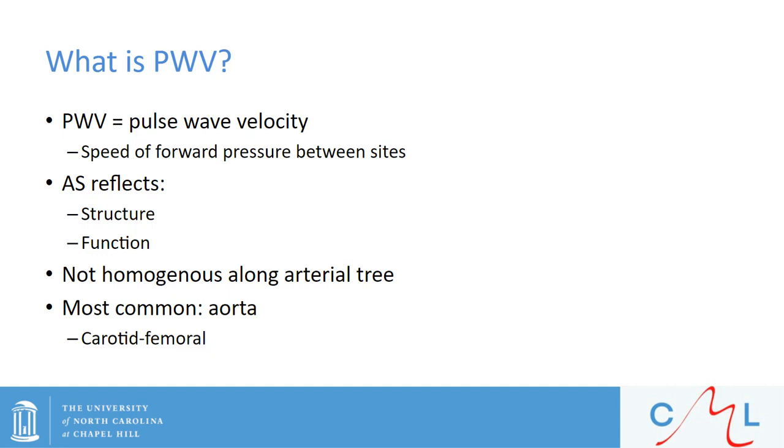So starting with what is pulse wave velocity, it's defined simply as the speed of the forward traveling pressure wave between two sites. And the speed of this wave is thought to reflect arterial stiffness, which in turn is dependent on the structure and function of a vessel. Importantly, pulse wave velocity or arterial stiffness is not homogeneous along the arterial tree.